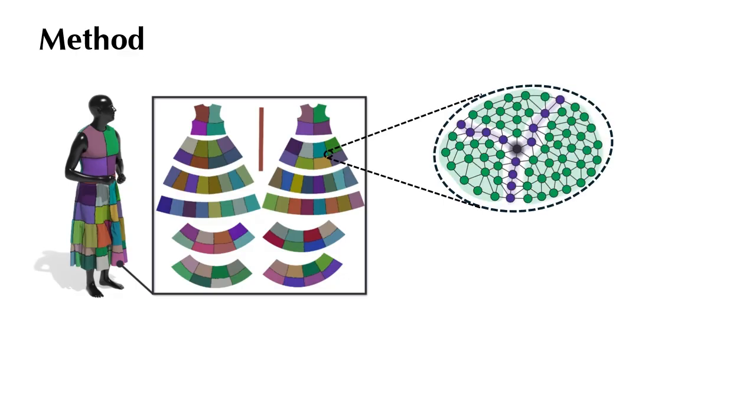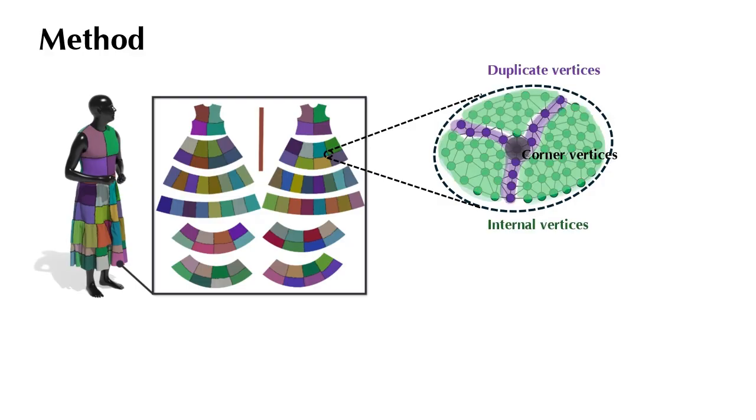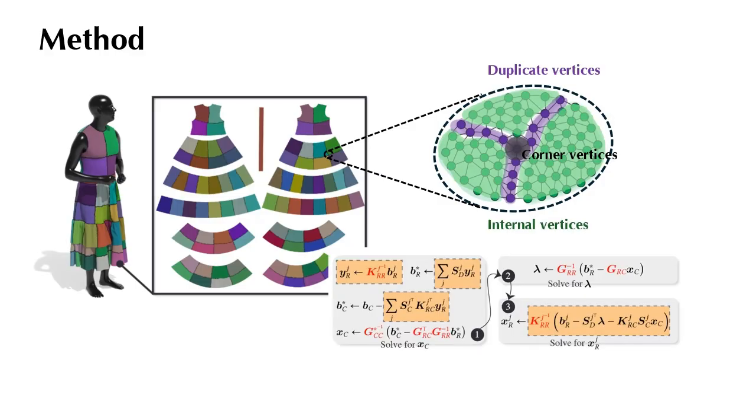We start by partitioning the domain from garment patterns. The vertices are categorized as corner, duplicate, and internal vertices, splitting the problem into dual variable solving and primal variable processing on each domain in parallel.